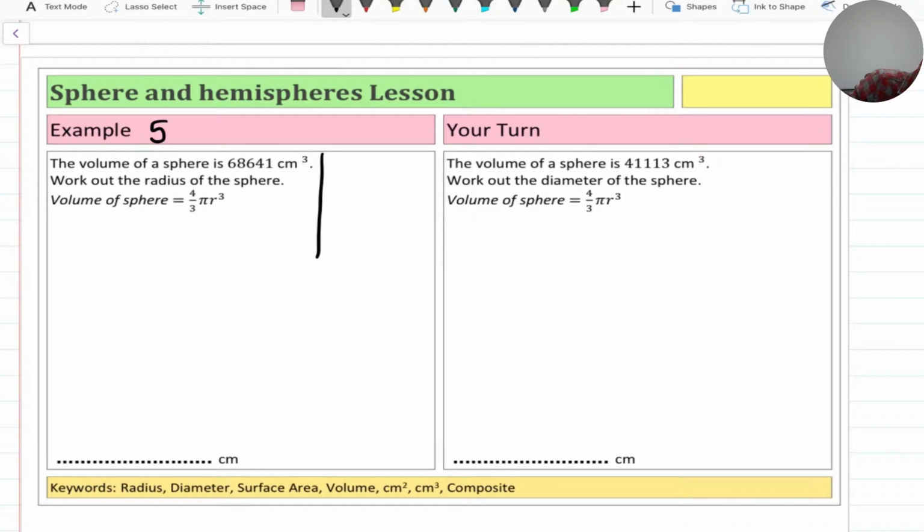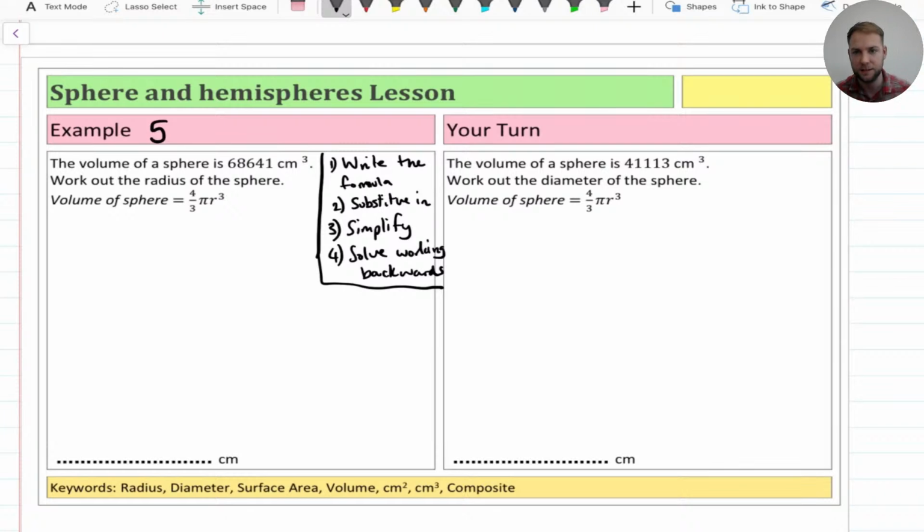So step 1 is to write the formula. Step 2 is to substitute in. Step 3 is to simplify. And the last little step, step 4, is to solve working backwards. So they're the steps that we need to follow for this. You write the formula down, you substitute in, you simplify, and then you solve working backwards.